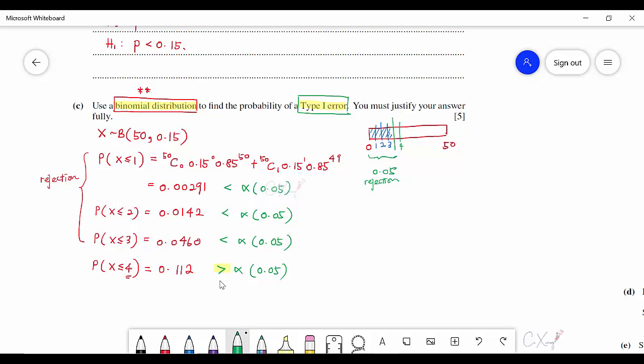Okay, but now our focus is on the type 1 error. So the type 1 error is what? Type 1 error is the probability that is before you get the acceptance region, before the value that's more than alpha. So which means this is your type 1 error. So you can write it out as type 1 error is equals to 0.0460. And then the marking scheme actually accepts 0.0461.